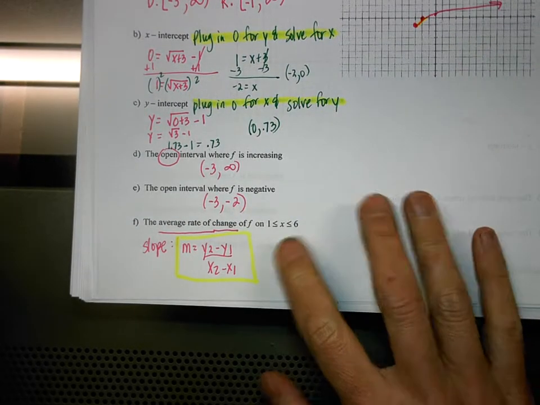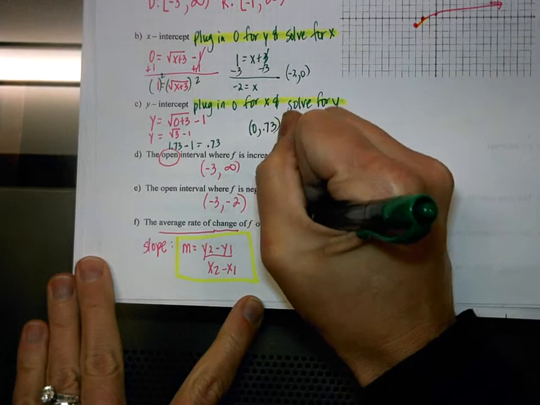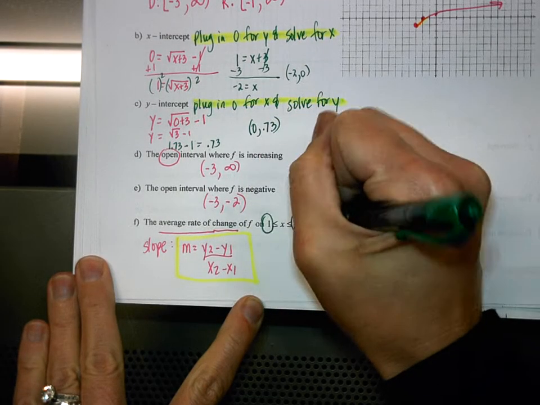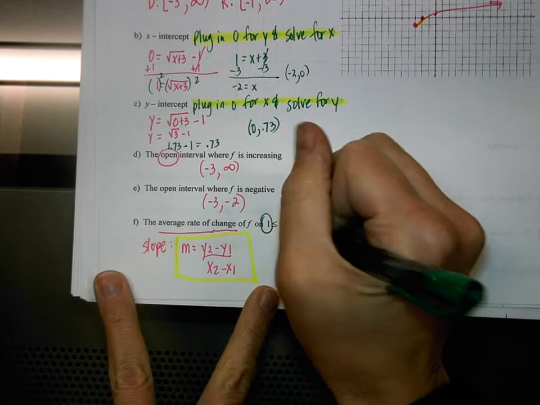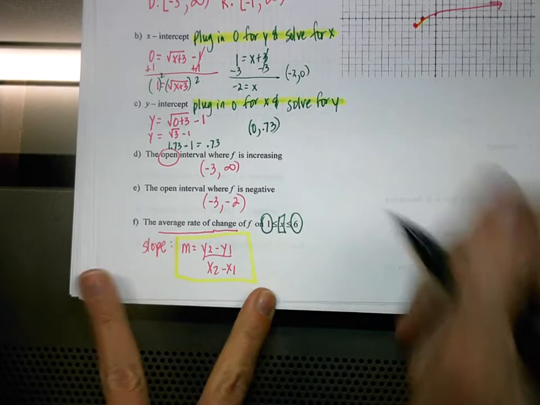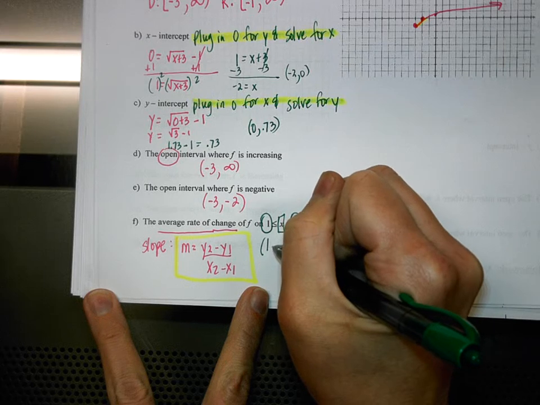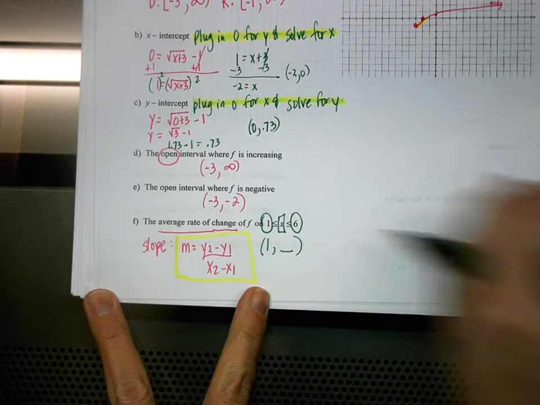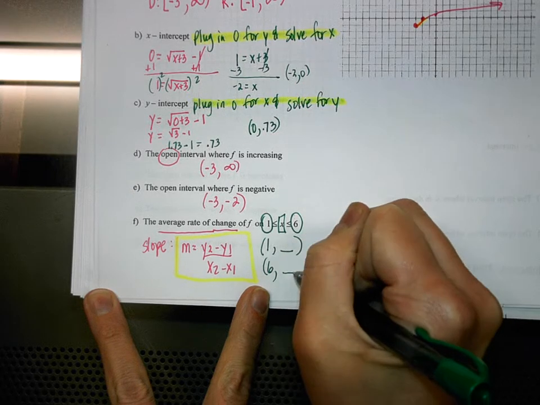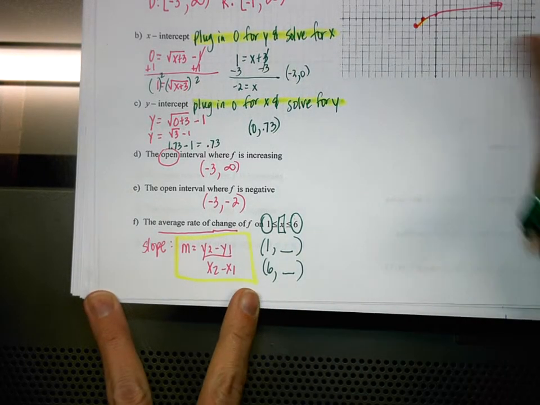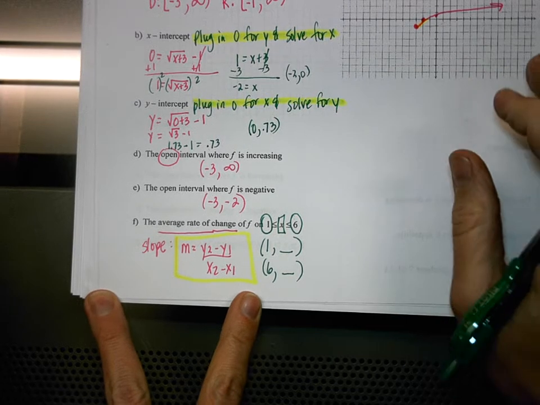And so they're asking for the average rate of change from this value of 1 all the way to the value of 6. If you even see right here, they are giving you x values. And so I have an x value of 1, but I don't know the y value. And I have an x value of 6, but I don't know the y value. And so we need to find those values. How can we find those values?